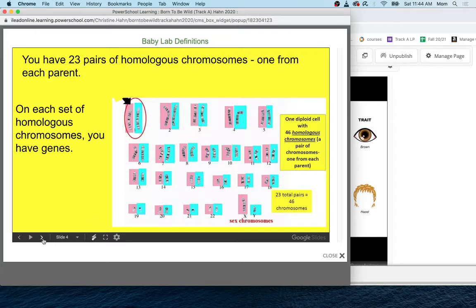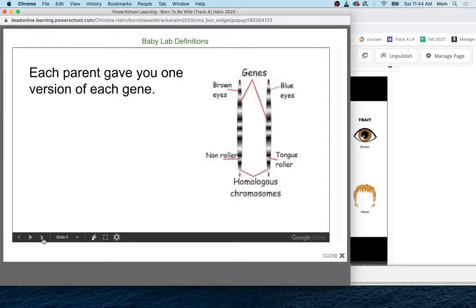They make proteins that produce traits, like your hair color and your eye color. So here are some genes on these two chromosomes. Your parents both give you eye color genes, but they might be different. One might give you a blue-eyed version, and one might give you a brown-eyed version. One might give you a gene that allows you to roll your tongue, and one might give you a gene that allows you to not roll your tongue.